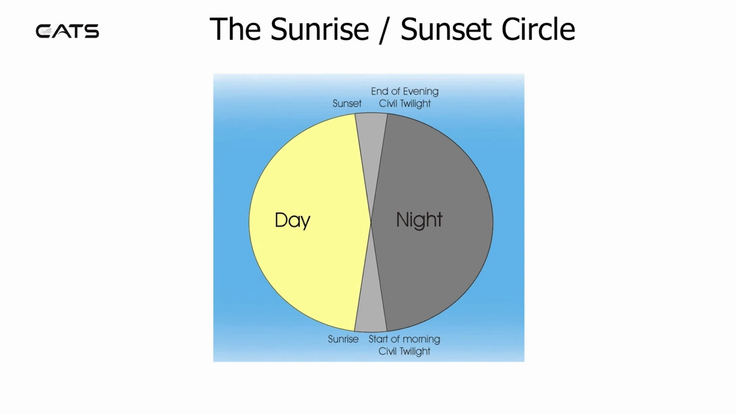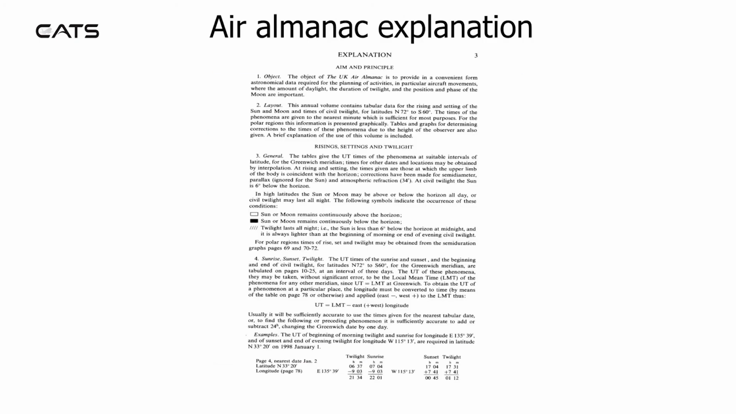The sunrise-sunset circle. In the almanac, there are 4 times: sunrise, sunset, end of evening civil twilight, and start of morning civil twilight. The Air Almanac has explanation pages which describe its use.